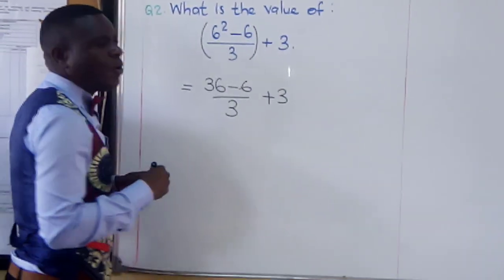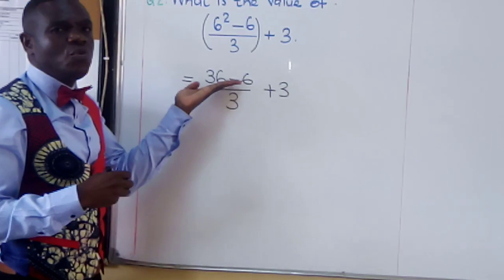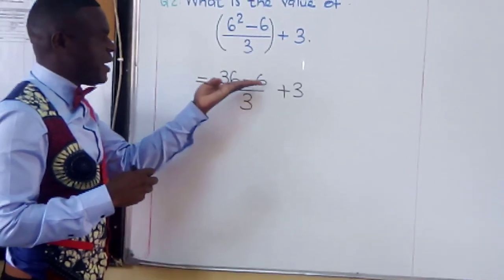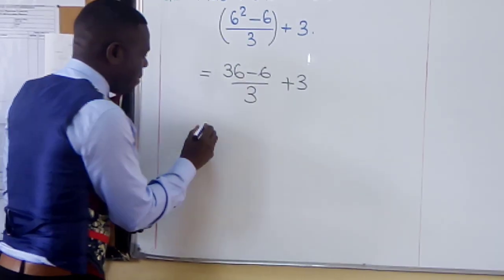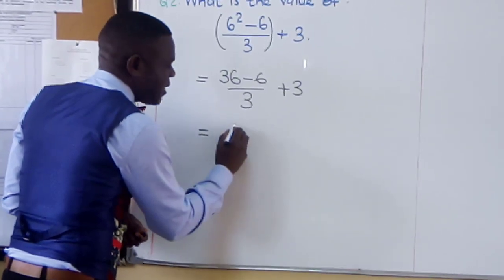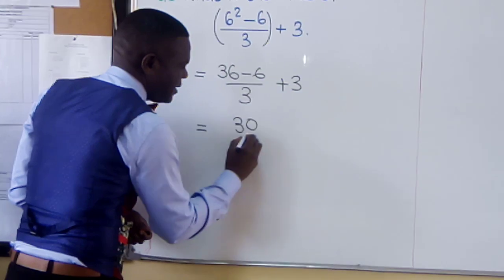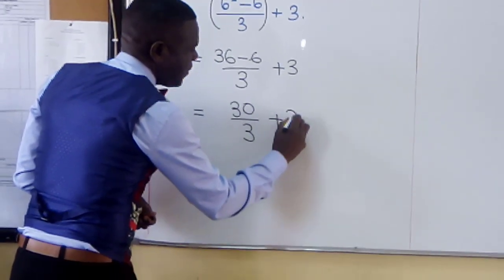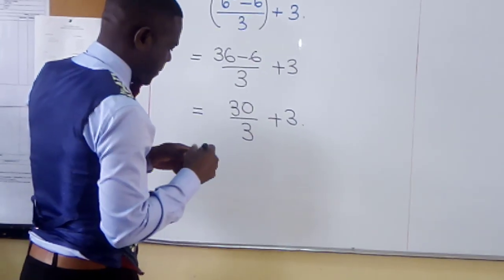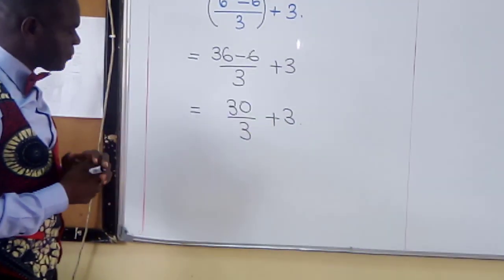So now we do the operation on the numerator. Remember, this 36 minus 6 is the numerator of this fraction. So 36 minus 6 is 30. Then over 3, then plus 3.